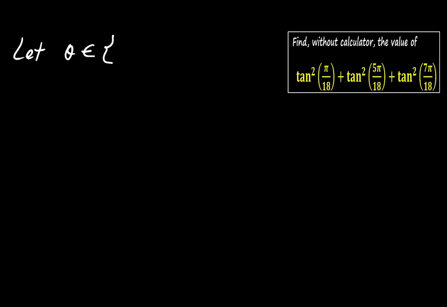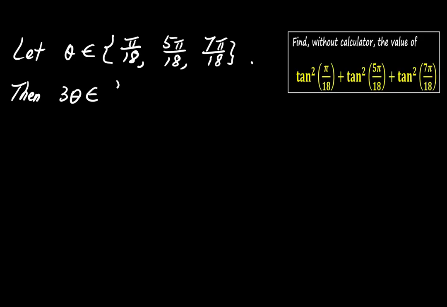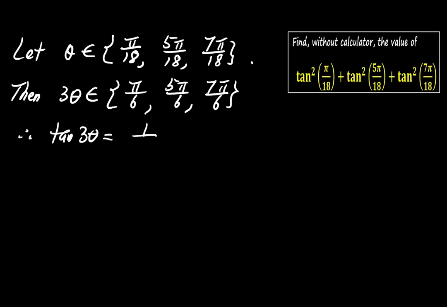Let theta be an element of the set pi over 18, 5 pi over 18, 7 pi over 18. Then, 3 theta is an element of the set pi over 6, 5 pi over 6, 7 pi over 6. And we have tangent squared 3 theta equals 1 over 3.